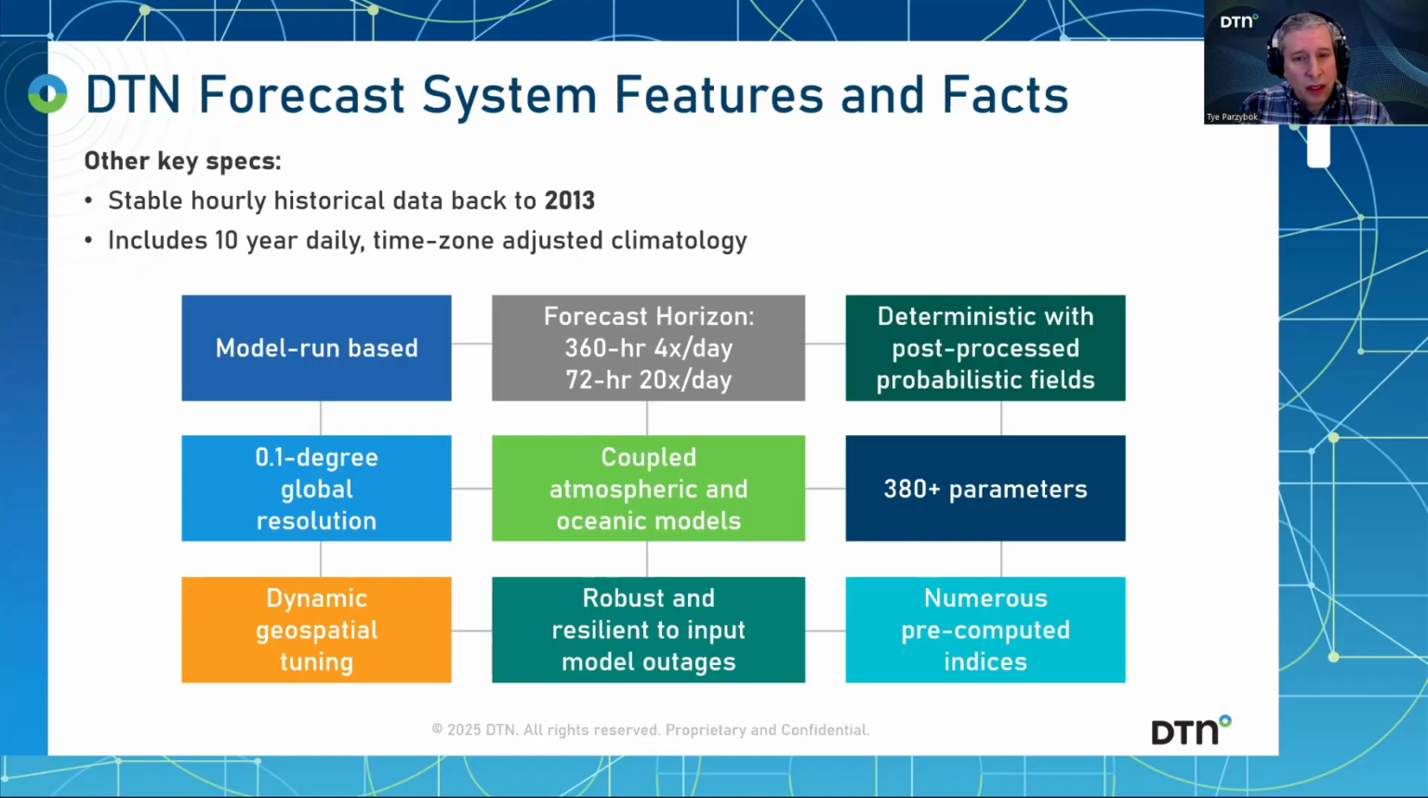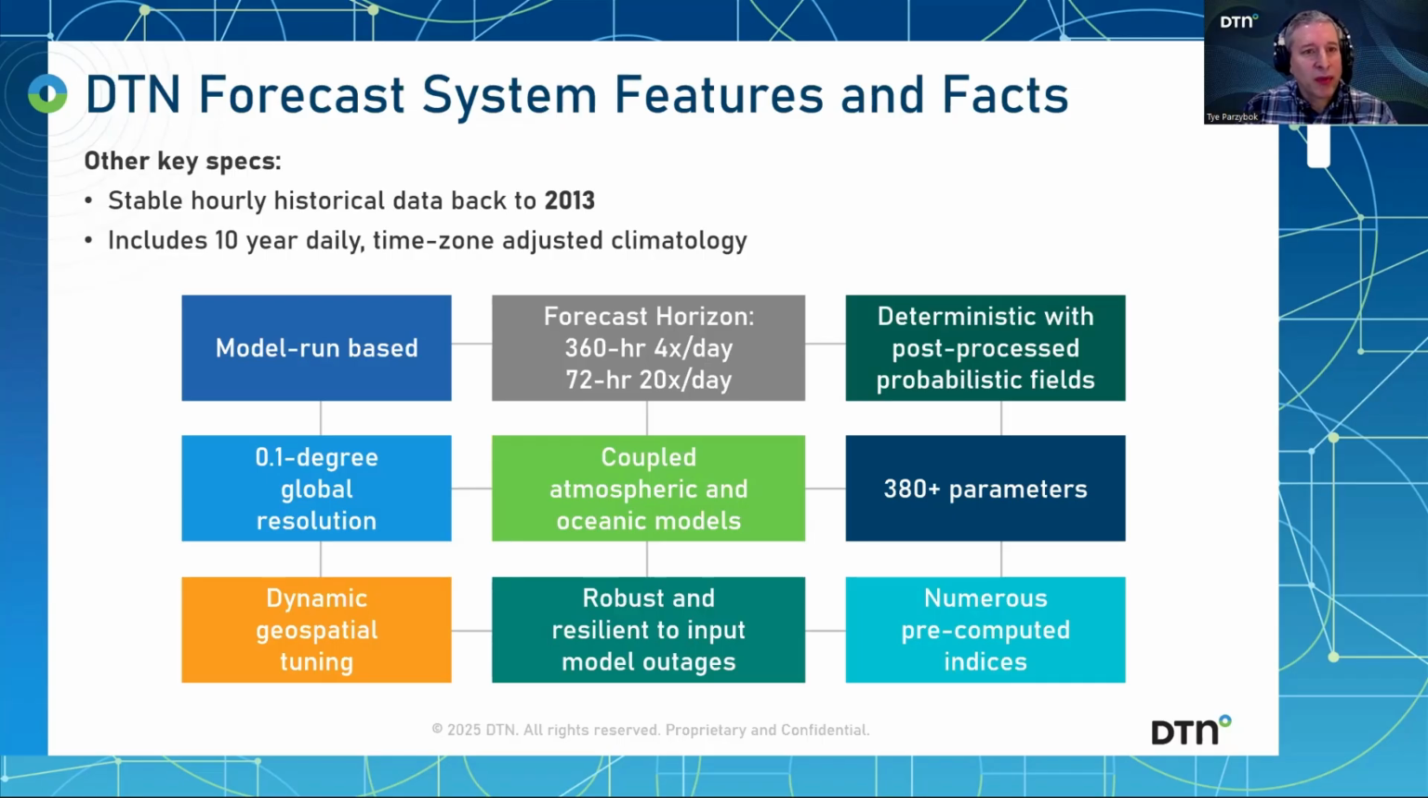And then the other thing along the same lines as decision grade data is we create numerous pre-computed indices. This would include a thunderstorm risk index, a hot, dry, windy index for wildfire situations, and a tropical storm threat index. So there's a number of indices that we've created that combine a number of different output parameters into something that will make it a little easier for you to make decisions.